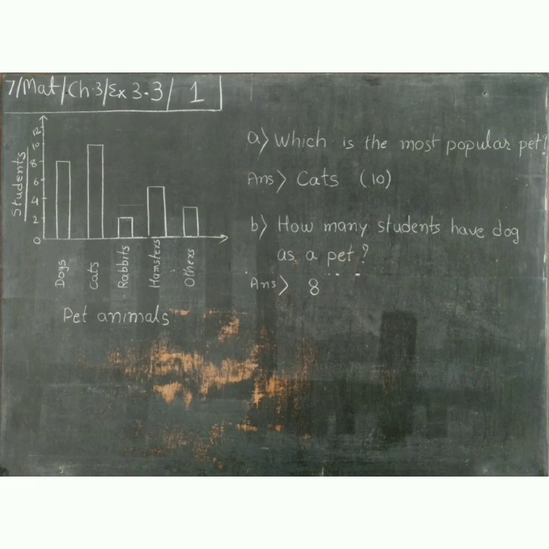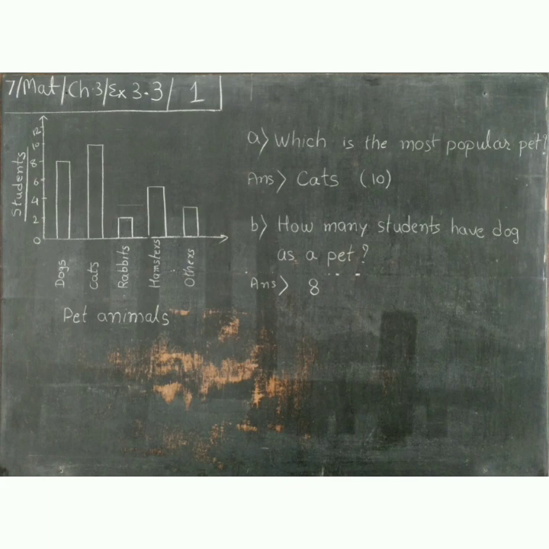First sum. Use the bar graph, that is figure 3.3, to answer the following questions. Now first, students, please see the given bar graph. In the bar graph, an x-axis and a y-axis are there. The x-axis is a horizontal line, whereas the y-axis is a vertical line.